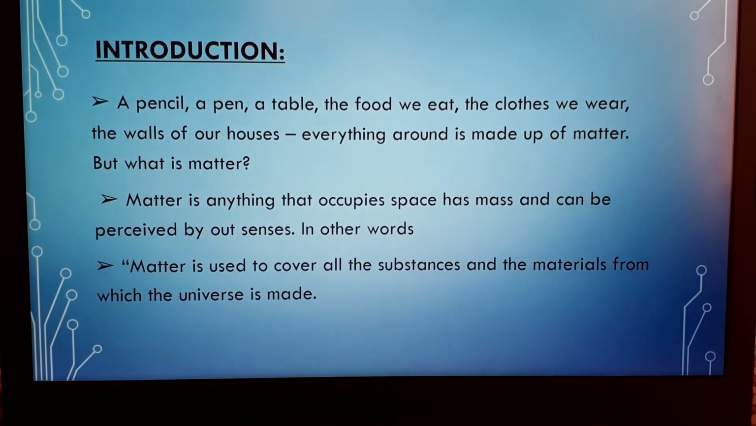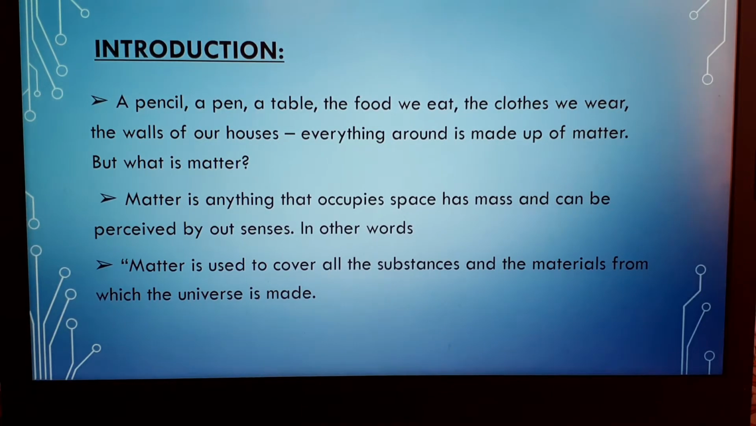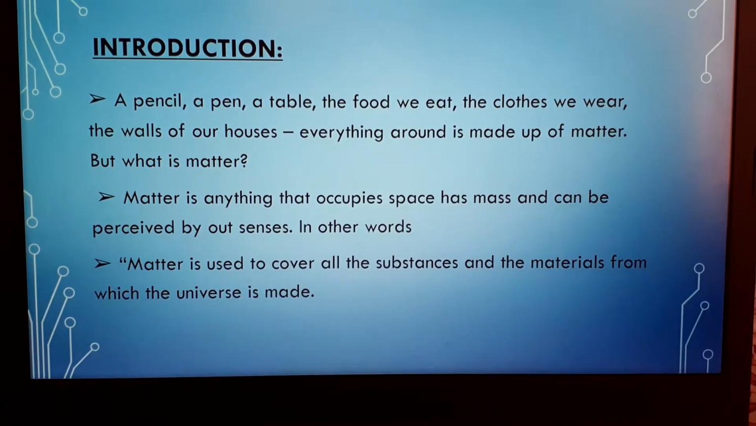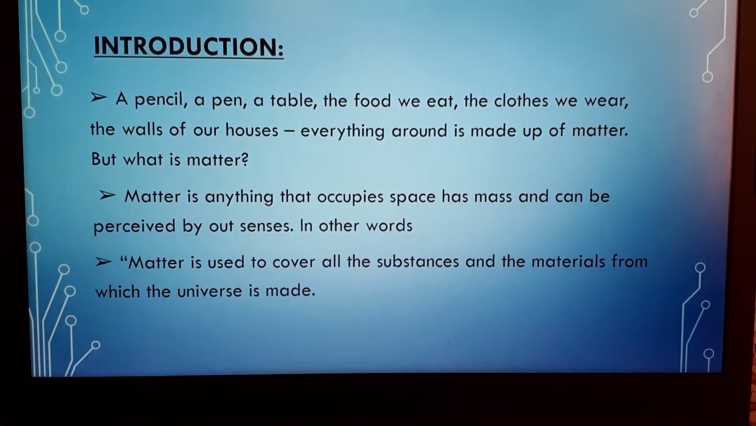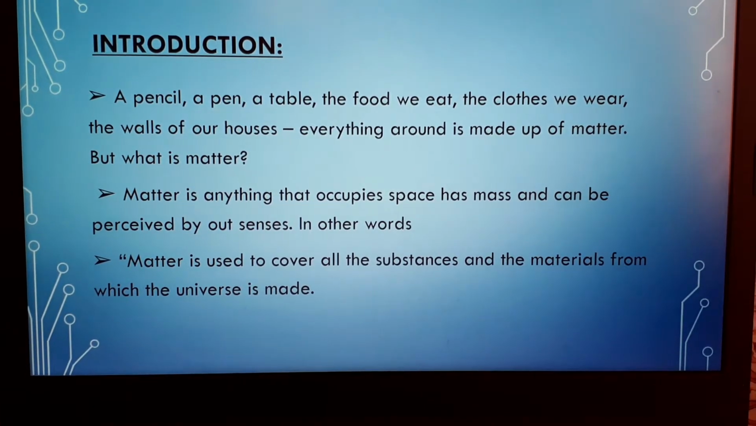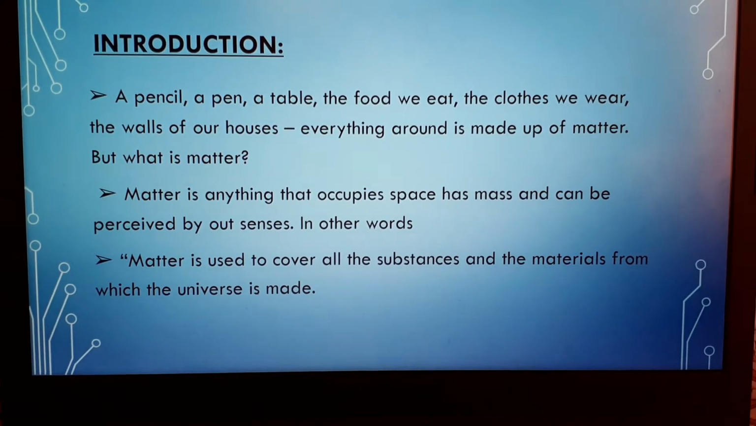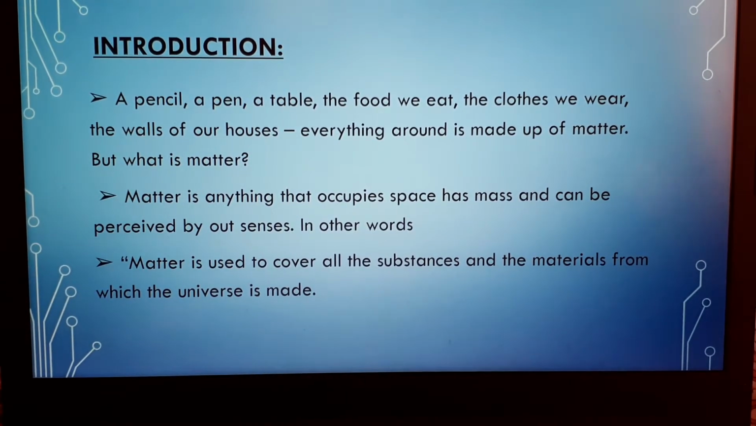See, matter is any object that occupies space, has mass, and can be perceived by our eyes. Then that is said to be matter. So, matter is used to cover all the substances and materials from which the universe is made. This is said to be matter.